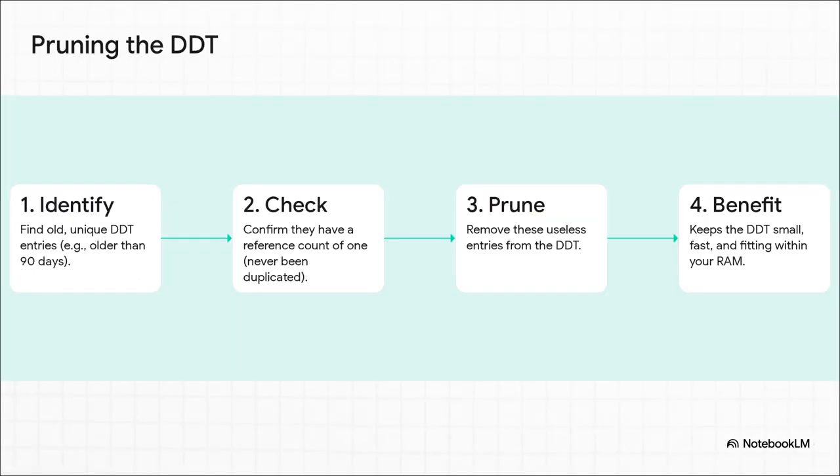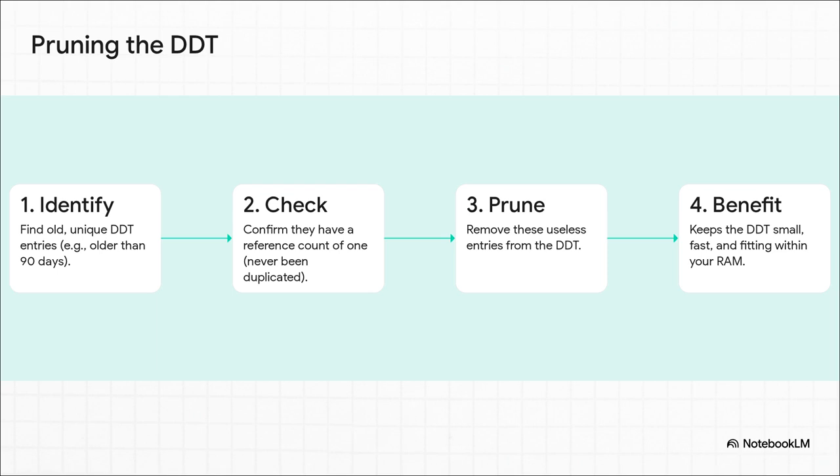The second fix is maybe even more important. It's called pruning the DDT. Basically, the system can now look at that giant catalog and find fingerprints for old data blocks that were unique, meaning they were never duplicated, and it just removes them. It cleans them out. This is the fix for that giant RAM problem.